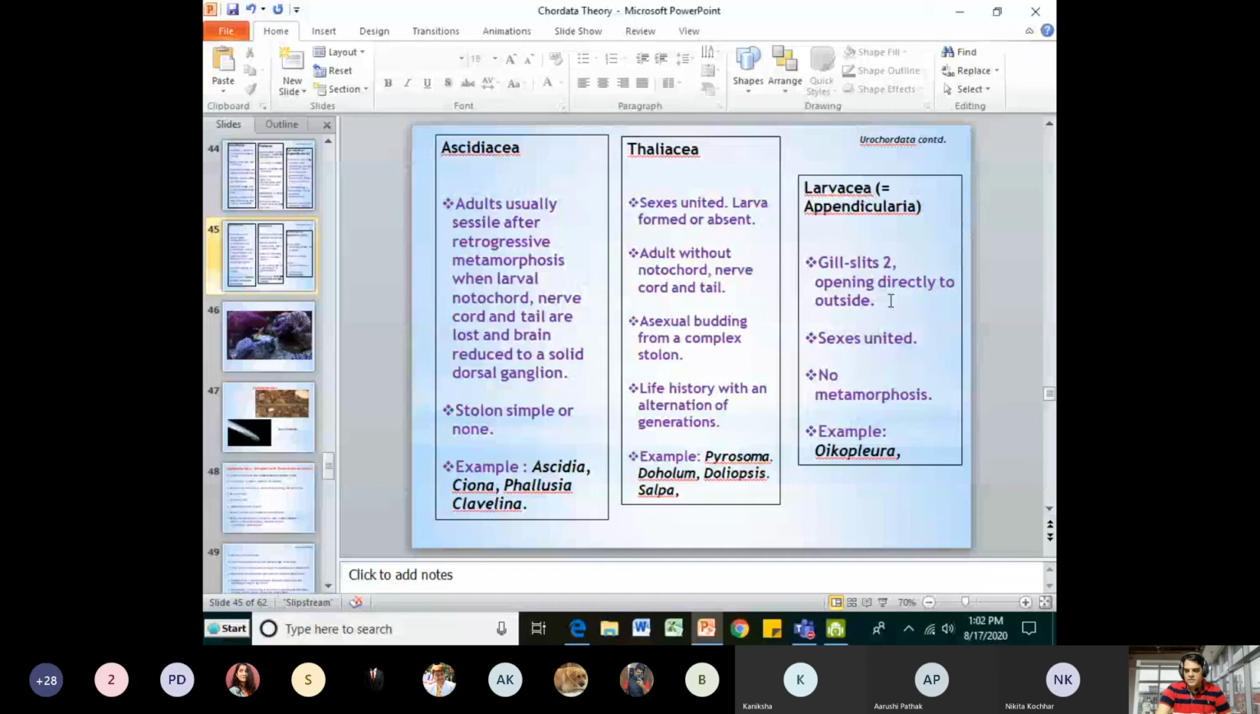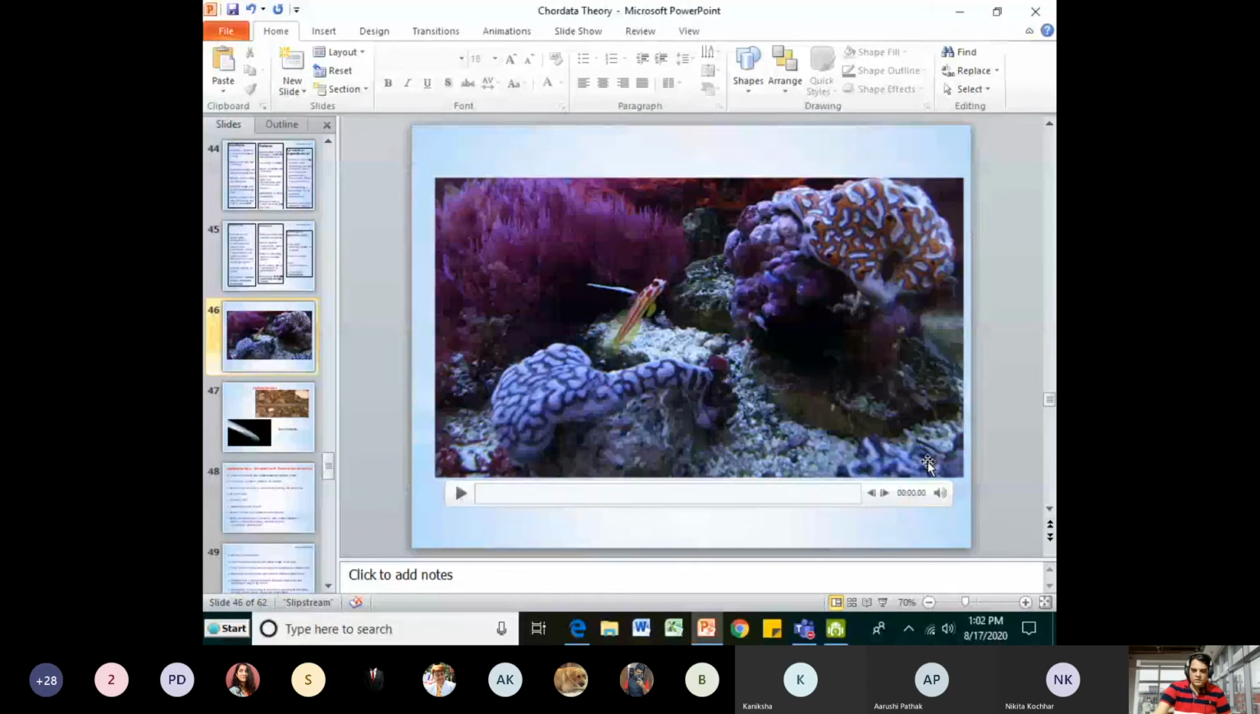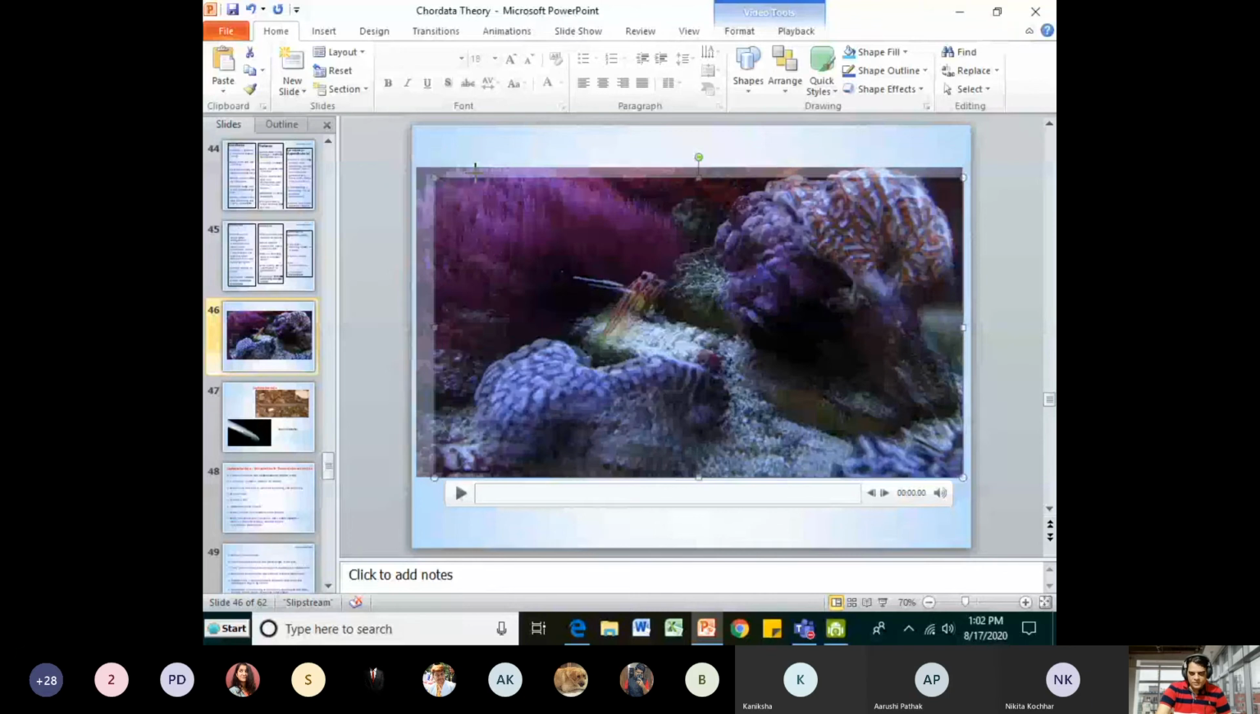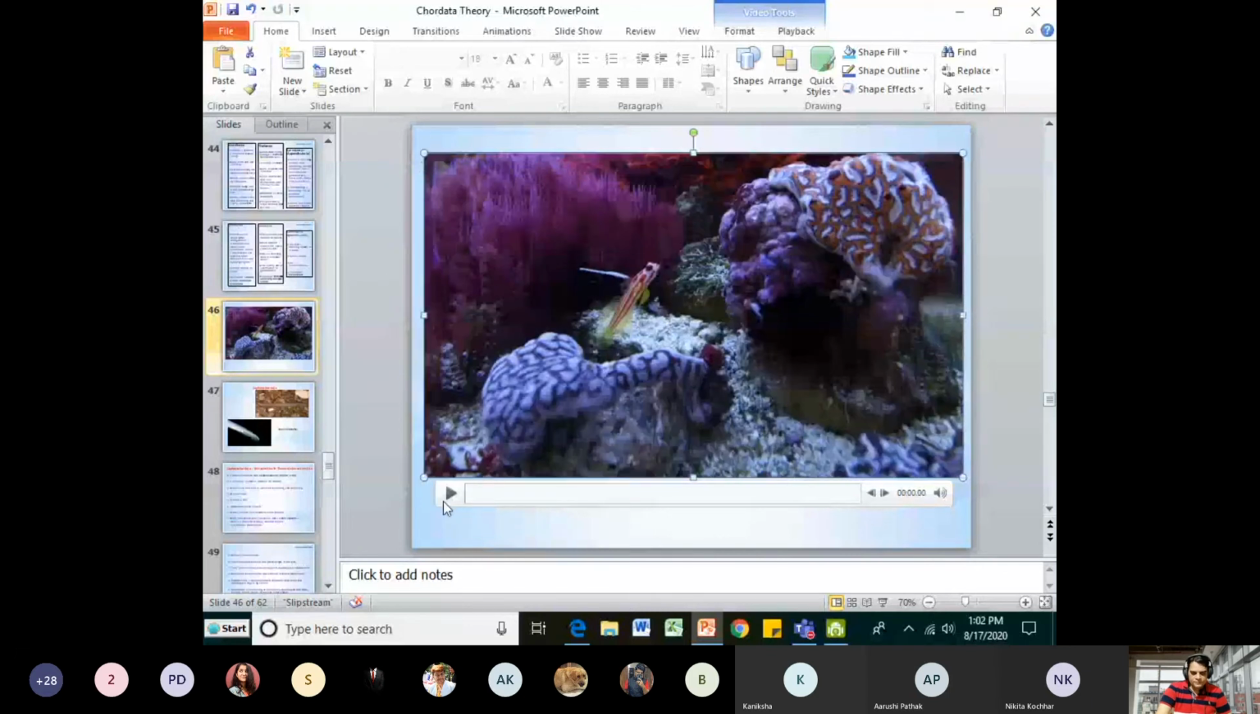Then the Larvacea: gill slits 2, opening directly to the outside, sexes united, no metamorphosis. Example, Oikopleura. So now I would like to show you one very interesting video of these urochordates.